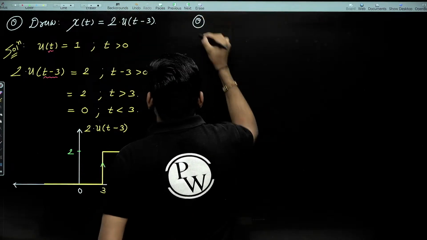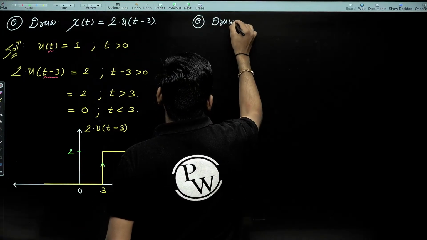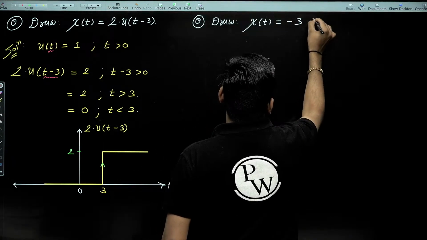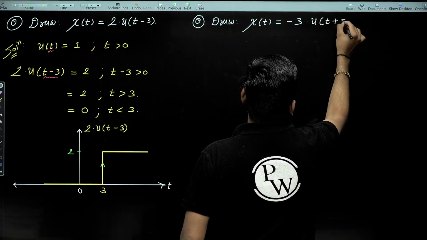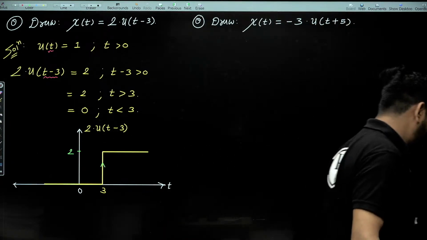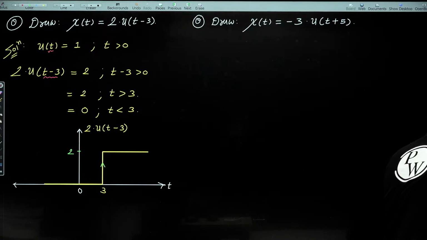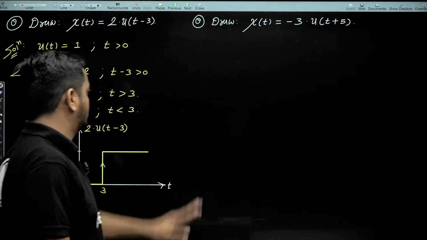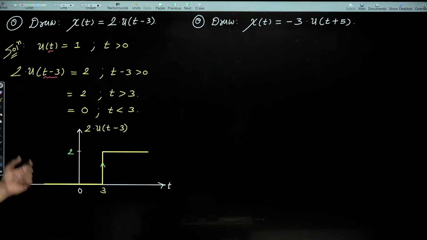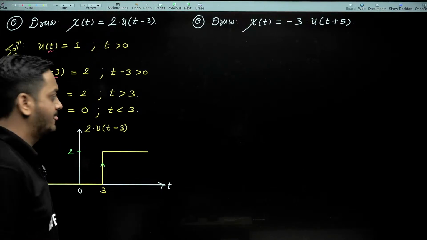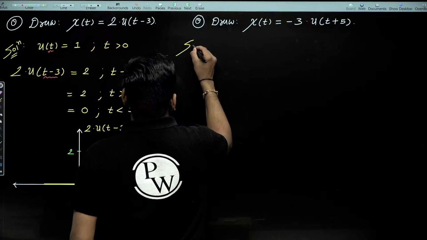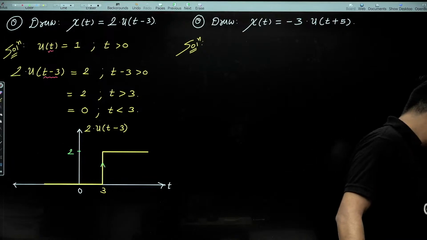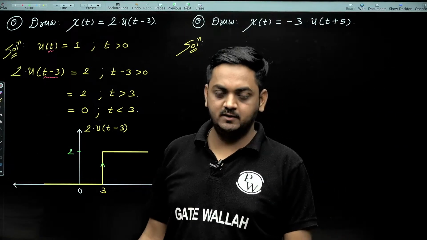Now suppose I am asking to draw, let us draw to yourself x of t is equal to minus 3 u of t plus 5. Draw this signal in your rough book. In the similar manner, try this question. Try yourself. Done? Inform me once if it is done, guys.